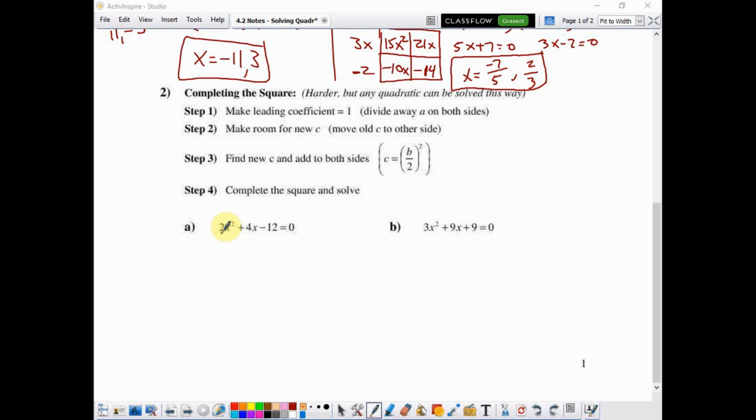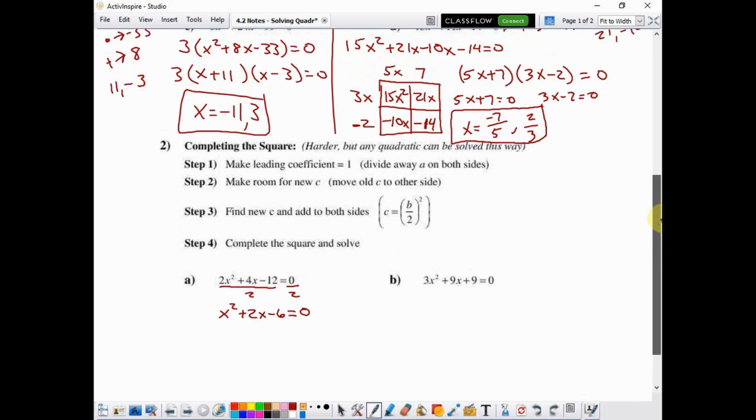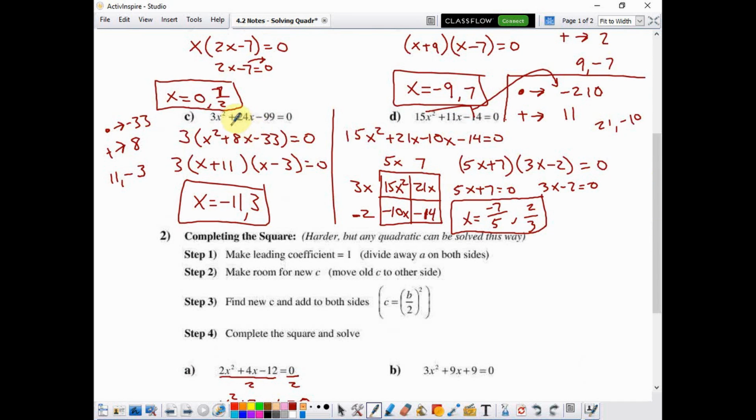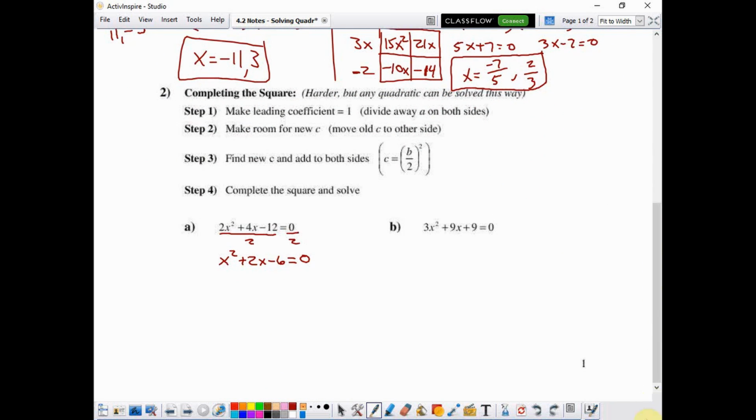Here in A, we've got a leading coefficient of 2, and I need to get rid of that, so I'm going to divide everything by 2. So I get x squared plus 2x minus 6 equals 0. Now I could have factored out a 2 like I did with the 3 up here, but this 3 made no difference in my solution. So why not just divide it and have it gone? So we divide by 2, have that lead coefficient gone.